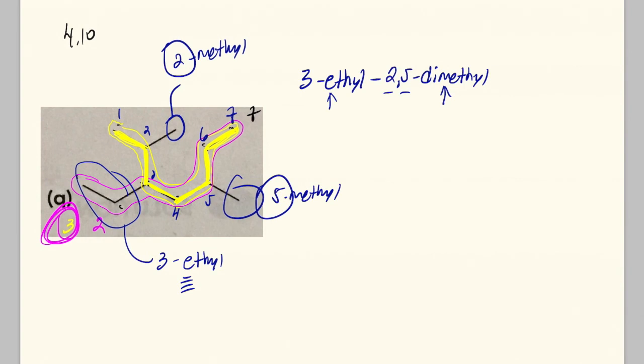Again, we're alphabetizing based on the M of the methyl and the E of the ethyl. We don't worry about the D. So that's it. And then we need to deal with the parent chain. The parent chain is 7 carbons, so that's going to be heptane.